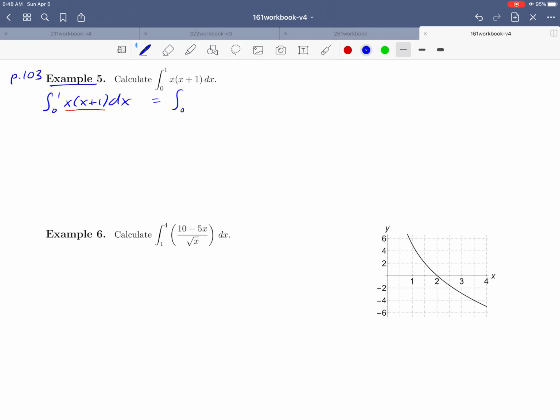So what we need to do here is to do a little bit of algebra before we find an antiderivative. All right, so we can take that x and distribute it through and rewrite this as x squared plus x. And now, because we've got a sum of two functions, x squared plus x, now we really can take the antiderivative term by term here.